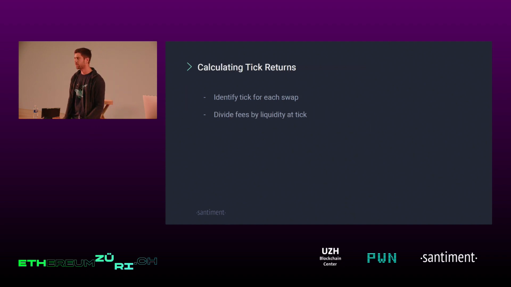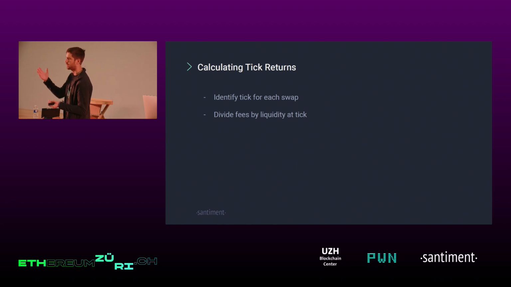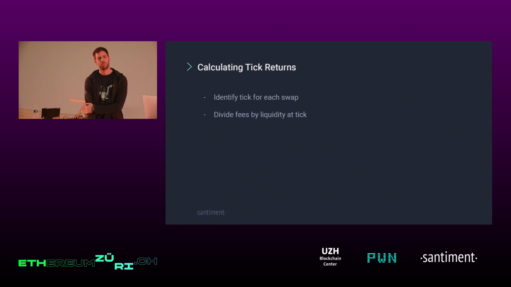So, calculating tick returns. What we have to do is find for a swap what tick it took place at and how much fees there were. We divide it by the liquidity in the tick, and now we get the returns for that swap, which seems pretty straightforward.